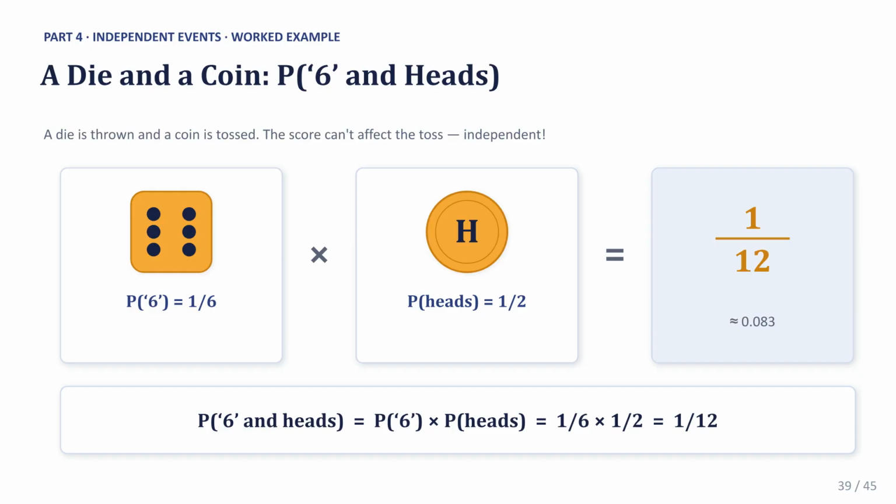Let's apply the law. What is the probability of rolling a 6 and flipping heads? The die and coin are independent. A 6 has a probability of 1/6, and heads has a probability of 1/2. Multiply them together, and you get 1/12, or about 0.083. Demanding both events happens makes the overall outcome rarer.